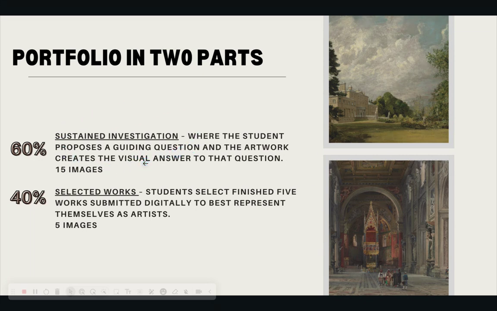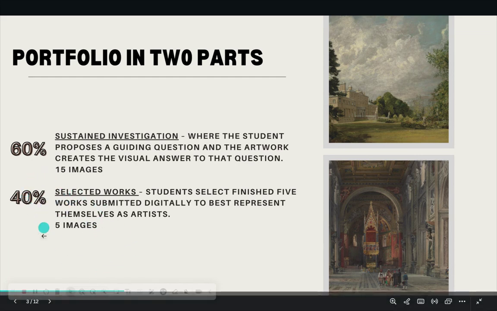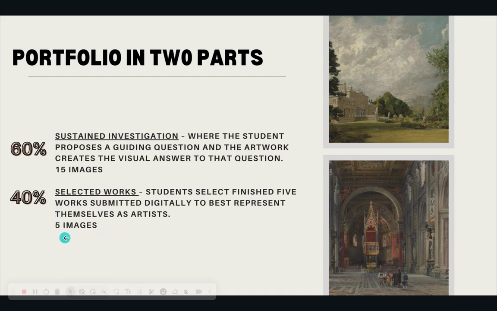Another portion of your portfolio is the selected works portion. That is where you are choosing the best of the best artworks that you have, that really represent you as an artist. There are other guidelines as well, showing that you can make good decisions during this portion of your portfolio, and we'll go over that in a second. That is 40% of your portfolio. Still a good portion, just them checking to see how great of an artist you are. So that's the selected works portion, and you will turn in 5 images, which actually does mean 5 different artworks.